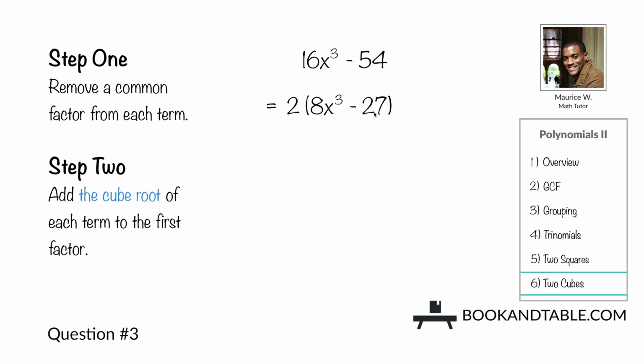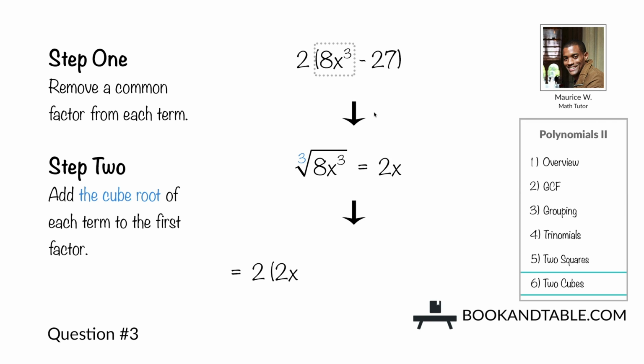So step 2, add the cube root of each term to the first factor. So we have 8x cubed. The cube root of 8 is 2. And the cube root of x cubed is x. So that gives us 2x in this factor here. Then we look at negative 27. The cube root of negative 27 is equal to negative 3. So we add that to the factor as well.